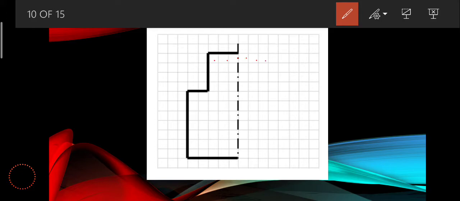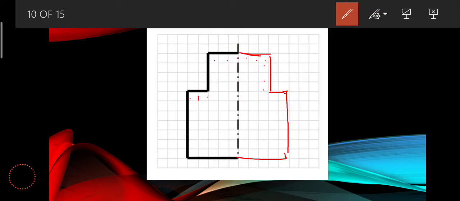1, 2, 3 boxes left, so here it will go right. Okay, now down. 1, 2, 3, 4 boxes down. Now 2 boxes left, so 2 boxes right. You understood? Then down, so we are going to take this much down. Okay, then it joins. See, we have completed the reflection figure of the given image, right?